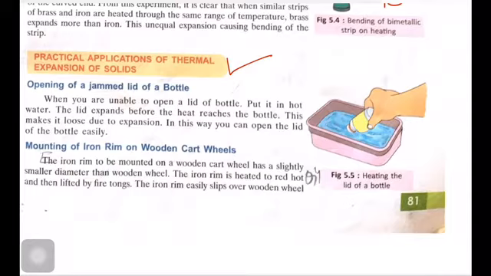Now in our life also we have so many applications where we use this thermal expansion. For example, opening of a jam lid of the bottle. If the lid of the bottle of jam is not opening, what will we do? We'll put it inside hot water. The lid will expand because it is in the hot water and it will open very easily.